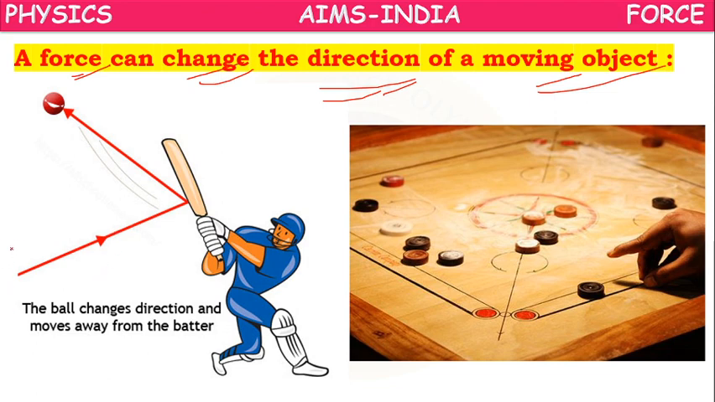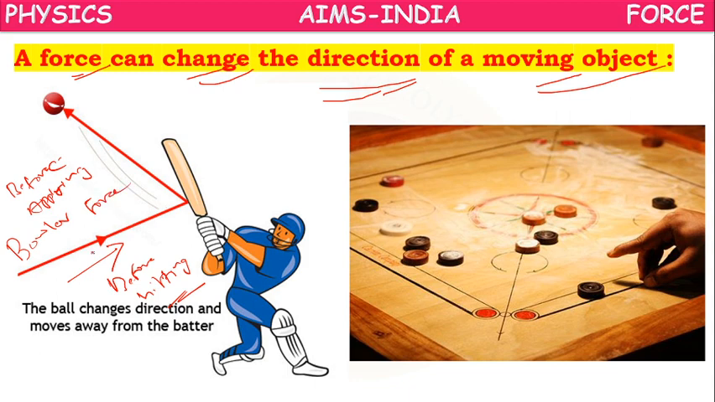So in the game of cricket, the bowler is bowling the ball. The ball is coming in this direction, before applying force. But what will the batsman do? The batsman will hit the ball in this direction. So the ball is going in this direction with some speed. But not only speed, the direction of the ball is also changing because of the force used by the batsman.